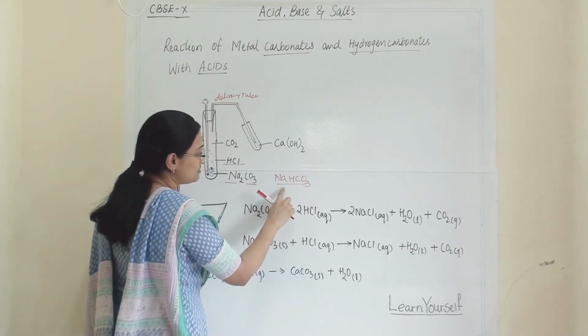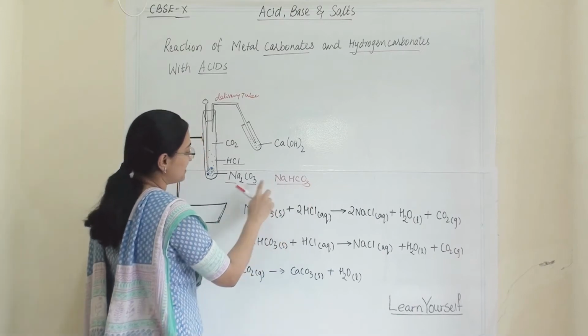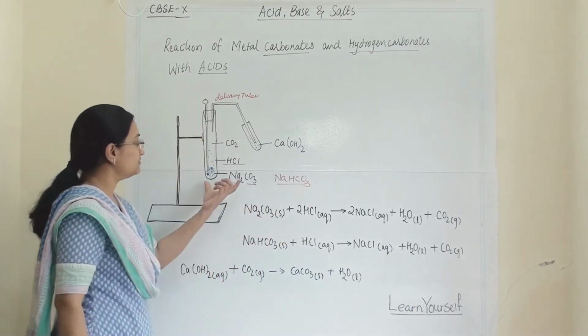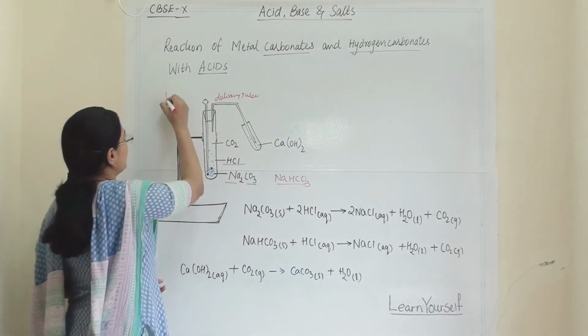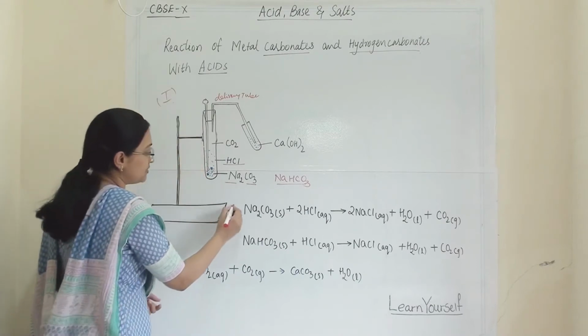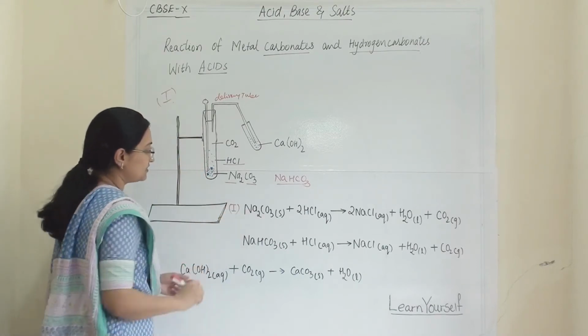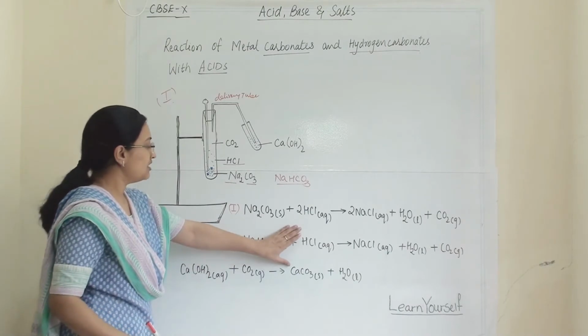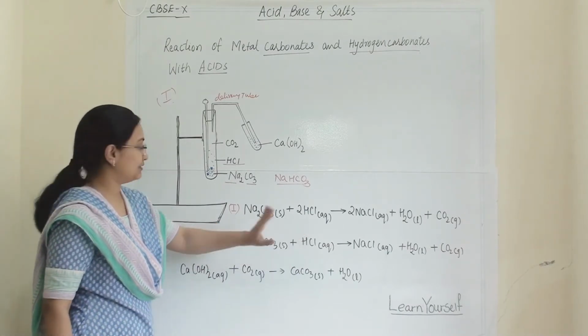NaHCO3, then it is metal hydrogen carbonate. But here I have taken in the first part of experiment. This is first part of experiment and this is first reaction. This is another reaction. We are going to talk about it later.